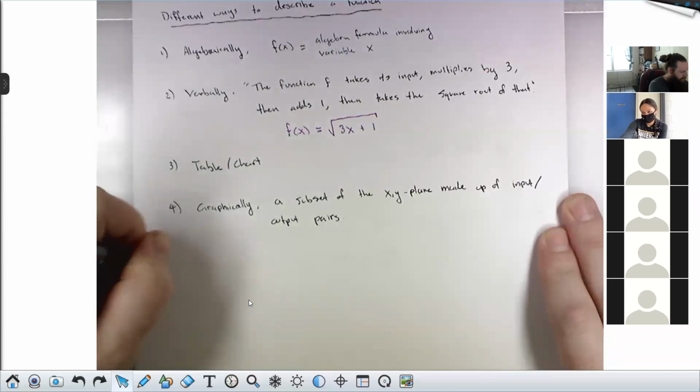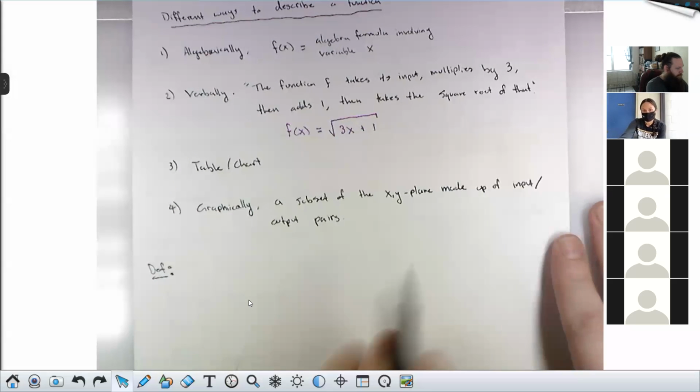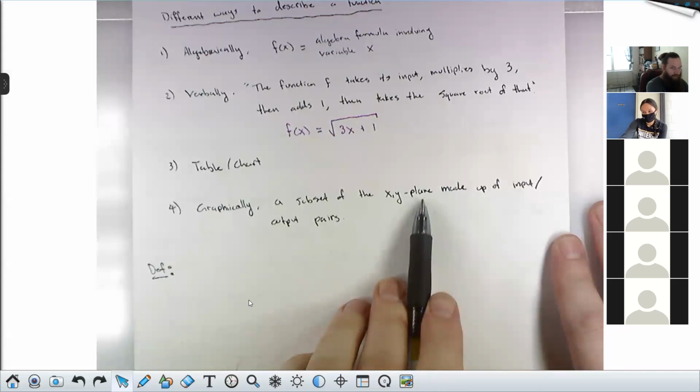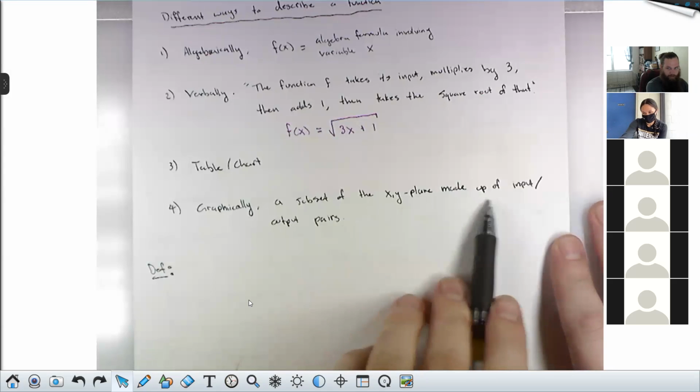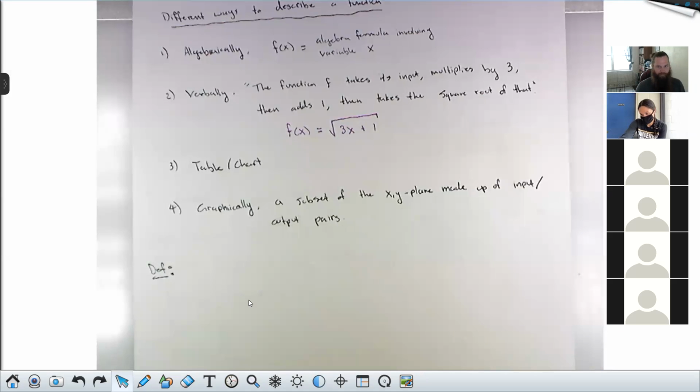Excuse me, Professor. Yes. After XY, what did you write, please, for the number 4? So this word is plane and then made up of input/output pairs. Thank you. Yeah. So in other words, the graph of a function is all the ordered pairs of the form a comma f of a, where the y coordinate is the output associated with the input a.